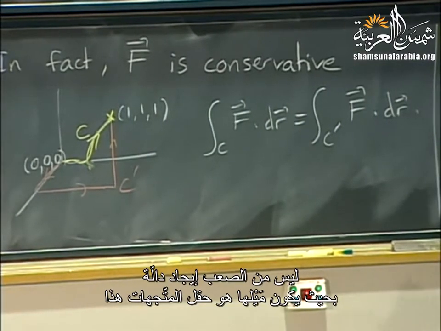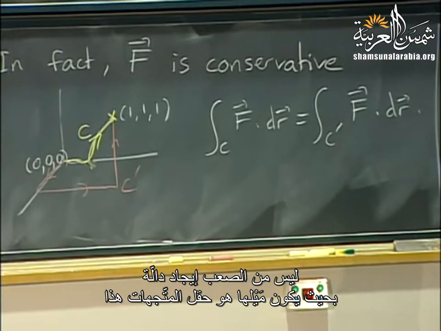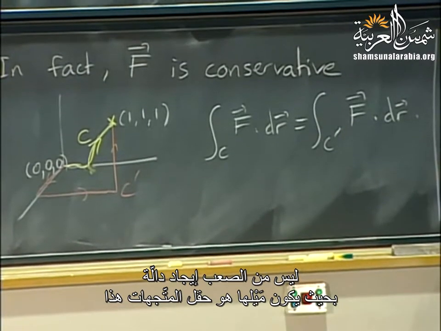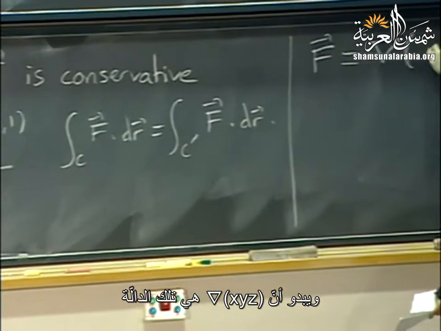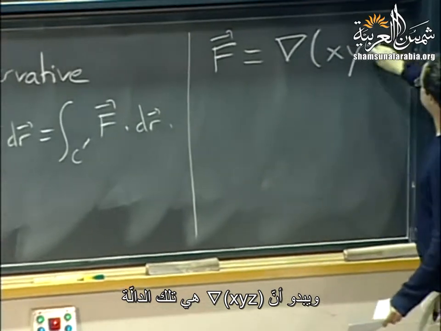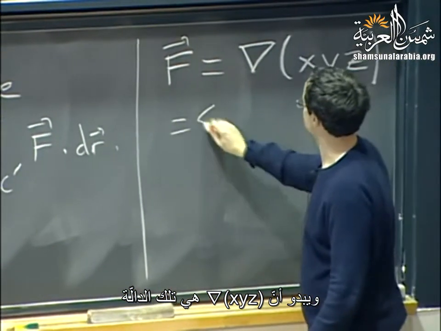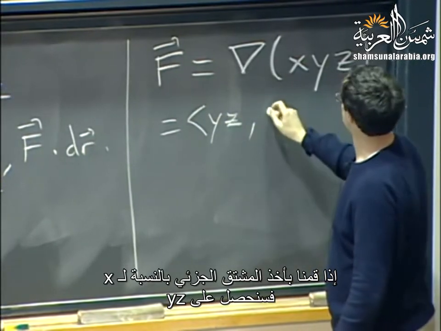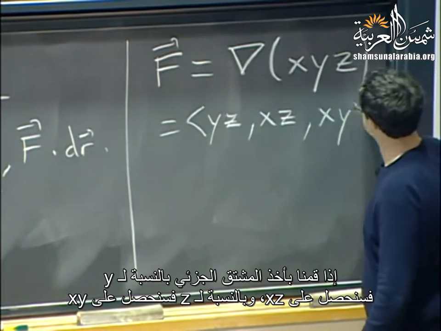And how do we see that? Well, actually here, it's not very hard to find a function whose gradient is this vector field. Namely, the gradient of xyz looks like it should be exactly what we want. Right? If you take the partial of this with respect to x, you'll get yz, then with respect to y, xz, and with respect to z, xy.